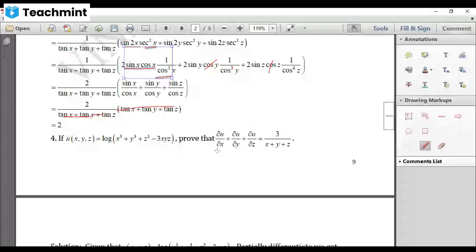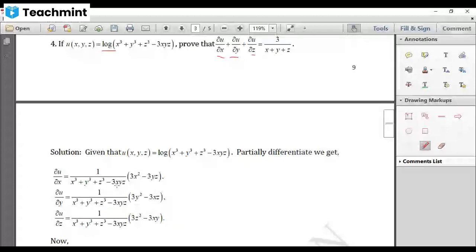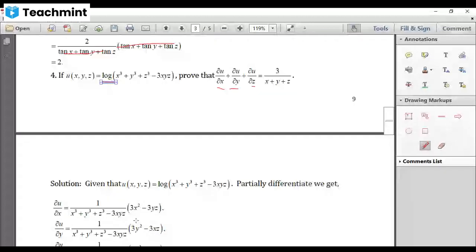As usual, log is in there. Log is the outside function. So first you have to differentiate with respect to log. Derivative of log is 1 by. Now what is the derivative of x cube with respect to x? It is 3x square. Derivative of y cube, 0. Derivative of z cube, 0, because you are differentiating with respect to x. Minus 3 into yz is constant. Derivative of x is 1. So simply you'll get 3x square minus 3yz.